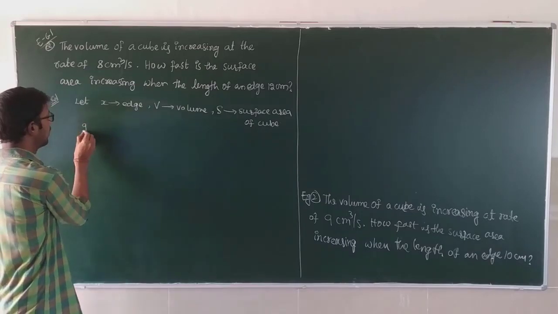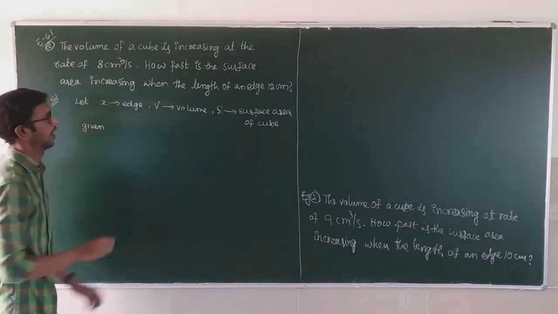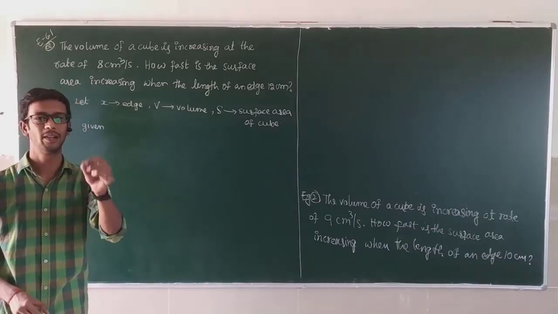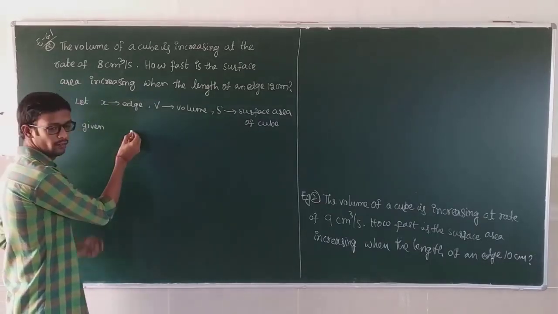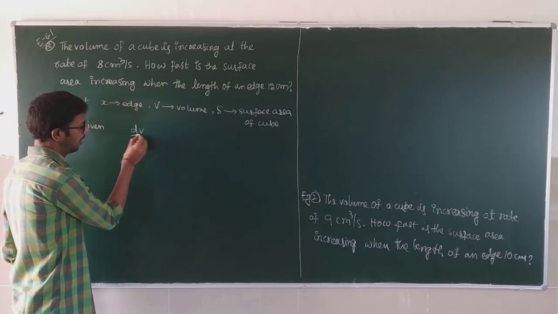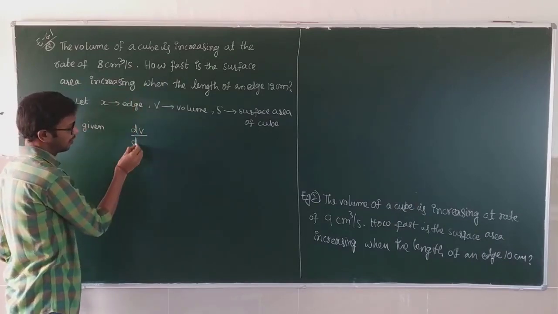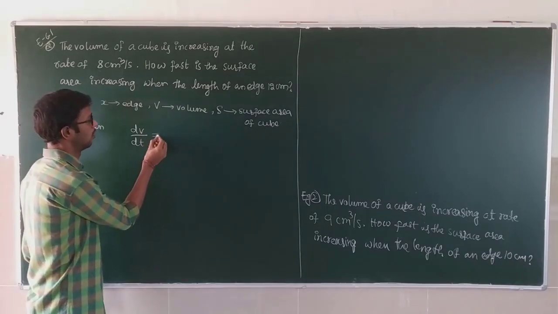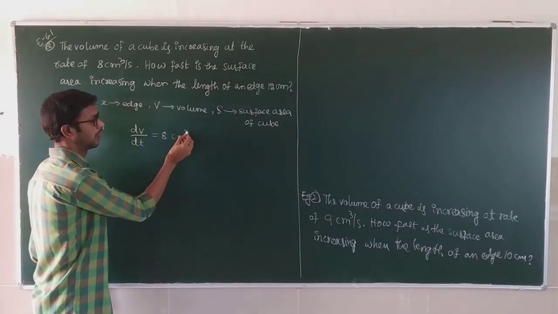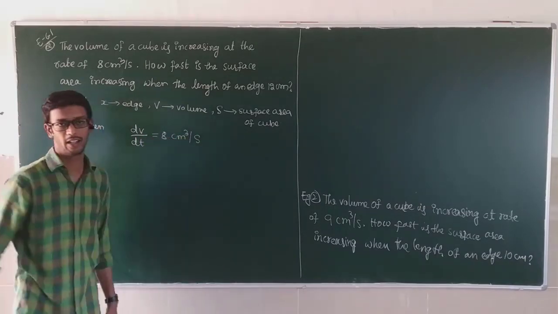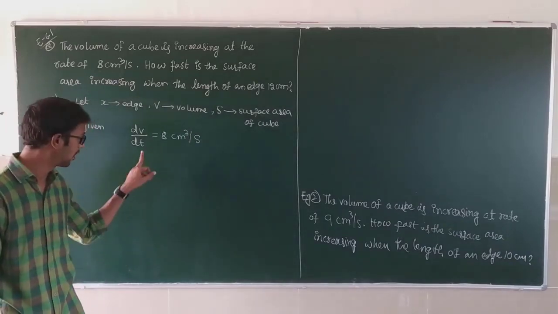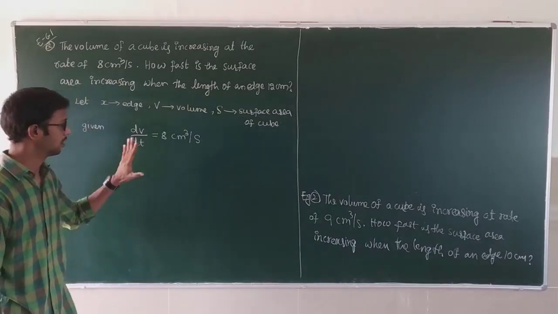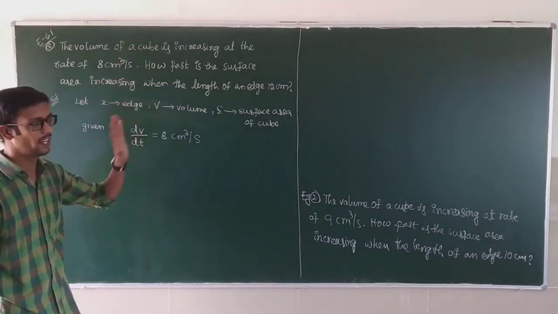What they given? Given first line, the rate of change of volume. Increasing means the change in volume. dV per second is there with respect to time. dV by dt is equal to 8 centimeter cube per second given. With respect to time it is changing. So this concept by the question we are writing.